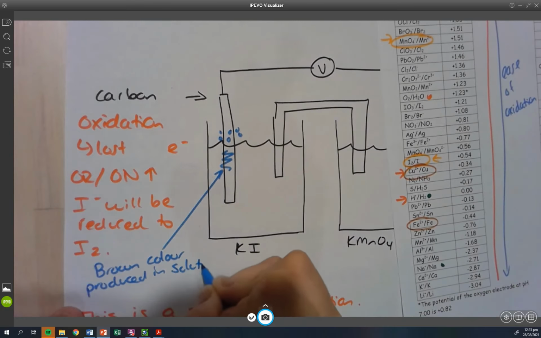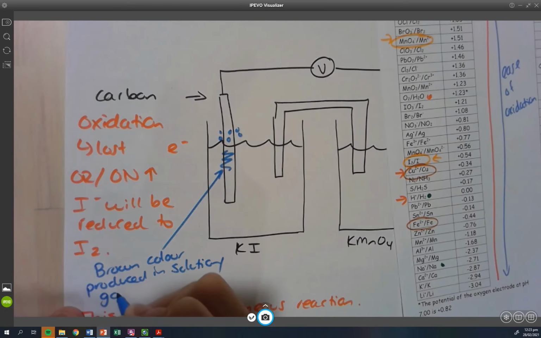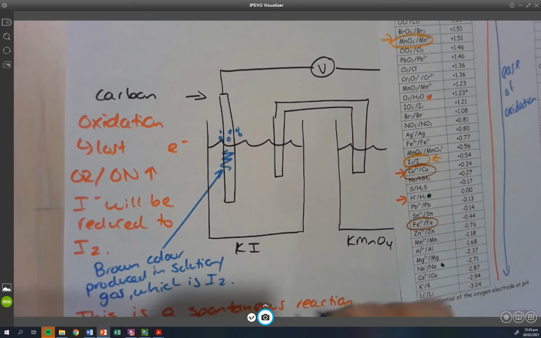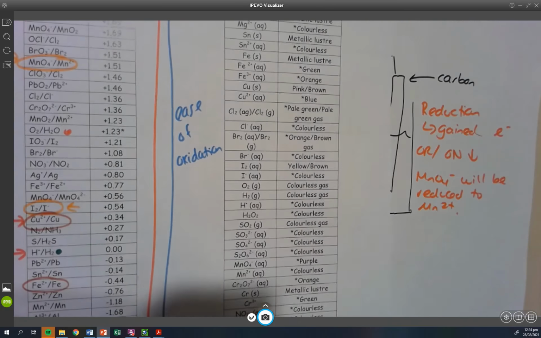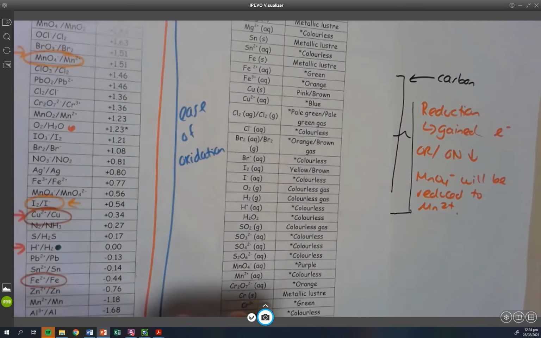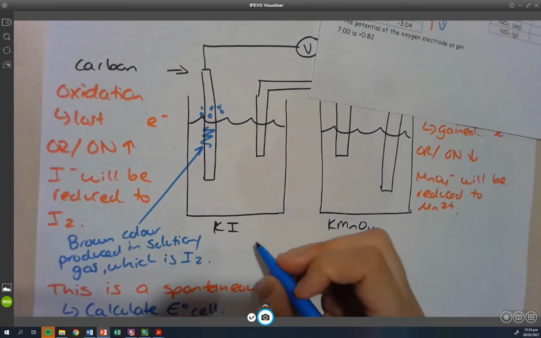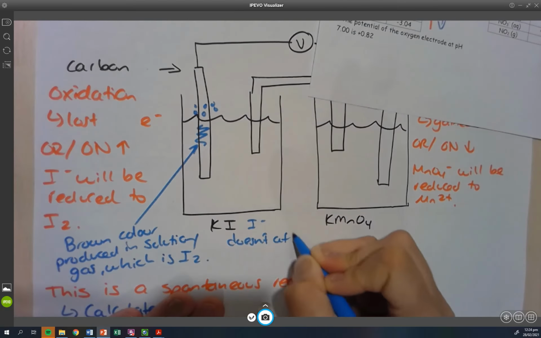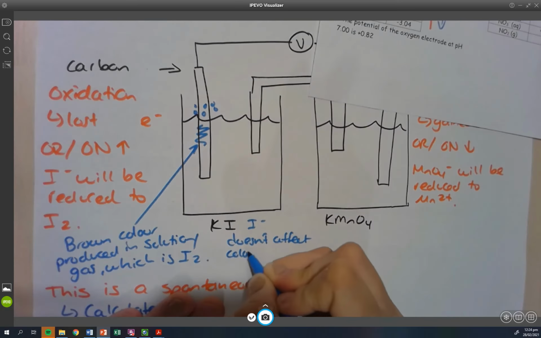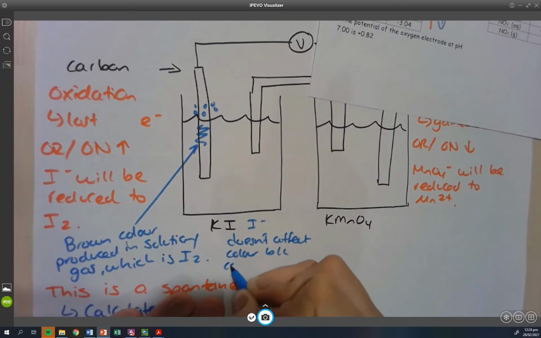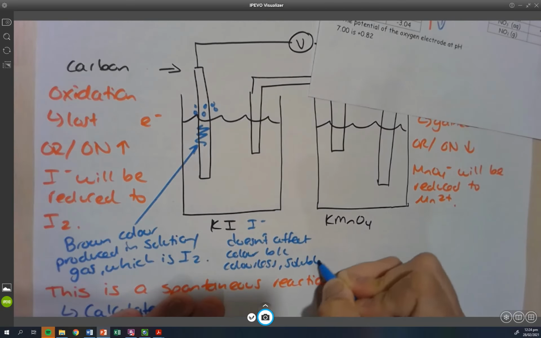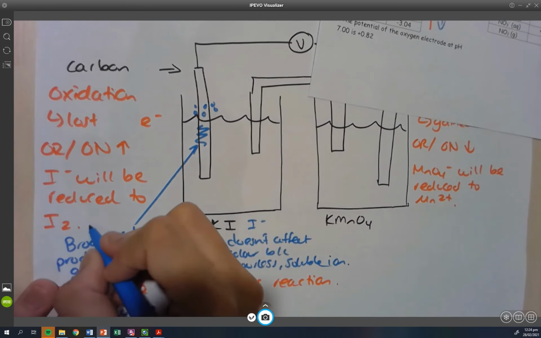In solution, or you would say that there's a gas. Other than that, iodide, if I'm looking at it, is colorless. So I write down iodide doesn't affect color. Colorless soluble ion. So there's two observations there.